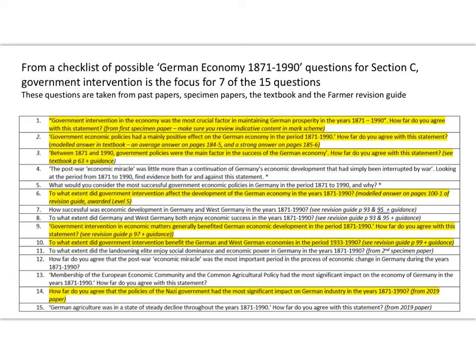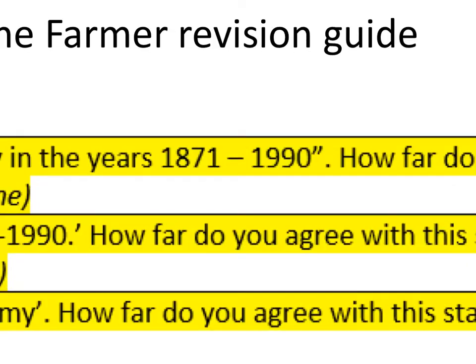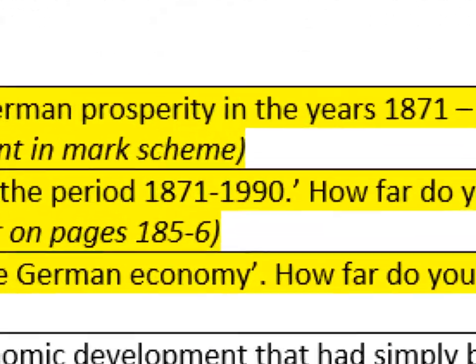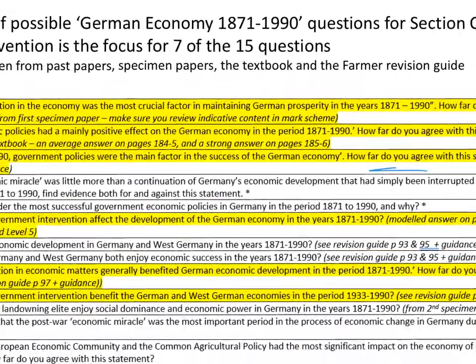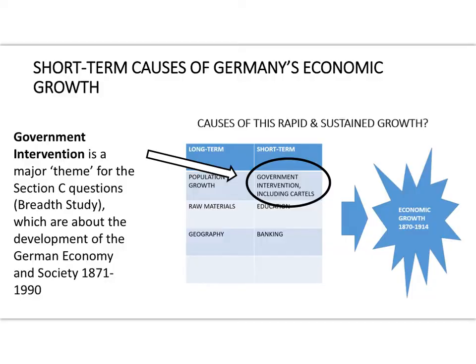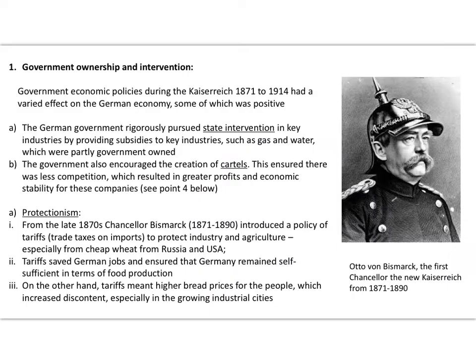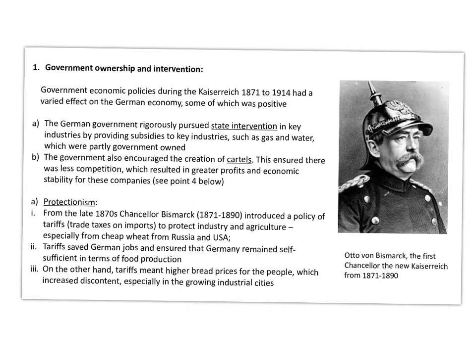And half of the possible questions out there, having pulled them all together from different sources, as you can see, they're all highlighted there, are about this issue of government intervention. So this is the first piece of the jigsaw puzzle. We're looking at government intervention 1871 to 1914. You will have to write an essay about government intervention 1871 to 1990. Notice how all the questions focus in on 1871 to 1990, 120 years of history. So let's just go through and make sure you're clear of the key things. We'll just go through this, make sure you understand it.